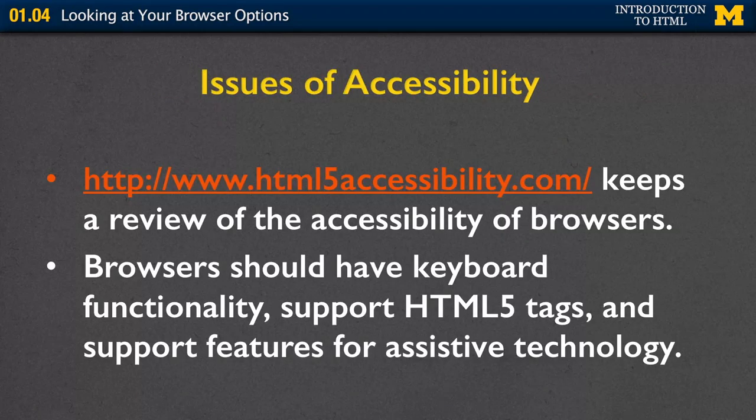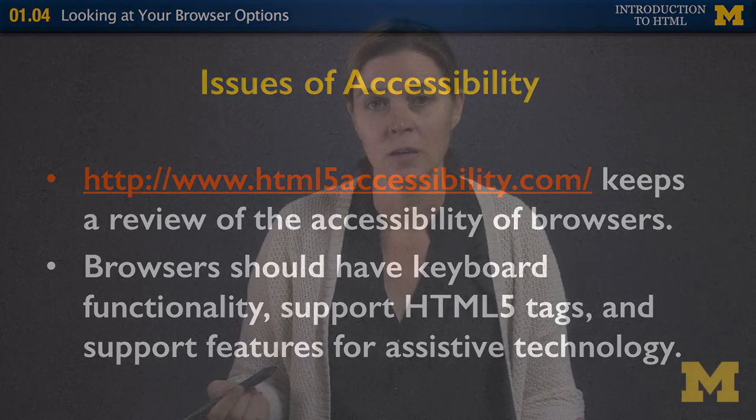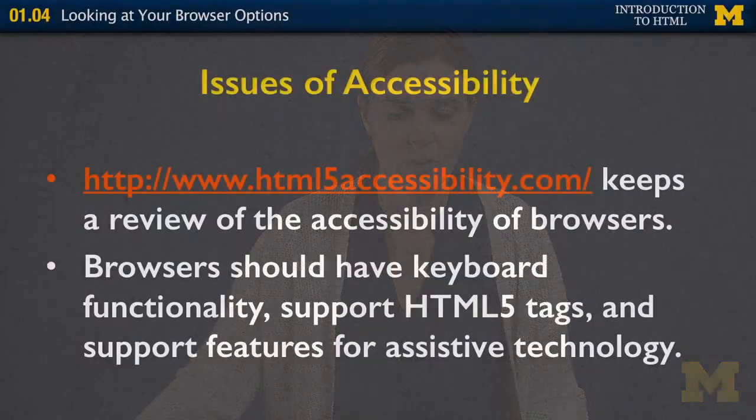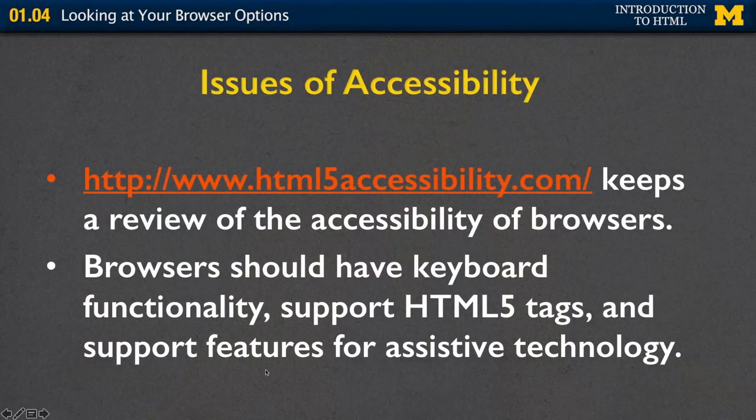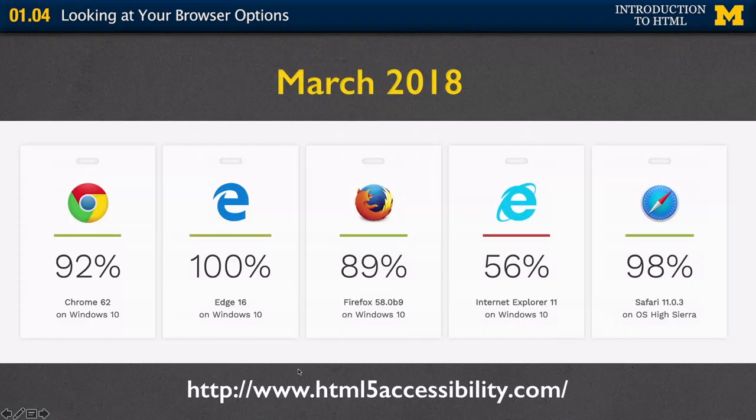One thing that I'm hoping all the students in my class take into consideration, though, is accessibility. Accessibility is basically the ability of a browser to support all these special functionalities and all these new HTML5 tags and all types of assistive technology. So one place you can go is this site, www.html5accessibility.com. And what you'll find at this site is how well the different browsers are supporting the tags.